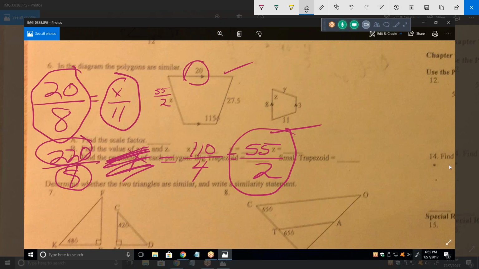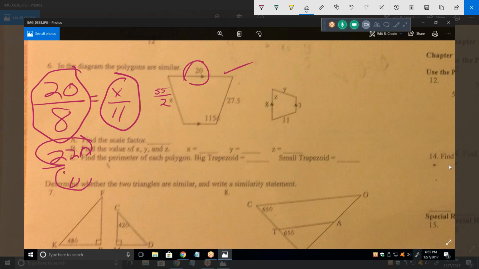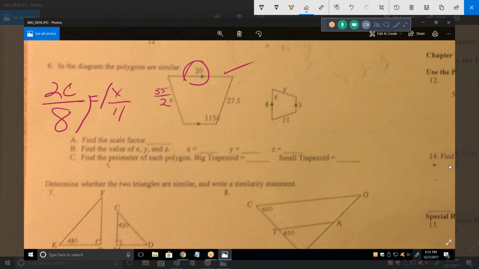In other words, I always like to do a ballpark check when I'm doing these kind of problems. Had I come up with an answer of 552, I know I'm not in the ballpark. Okay, but when I come up with an answer of 27.5, that's about 2.5 times 11. So, and that's what I'm looking for. I'm looking for a 20:8 ratio.